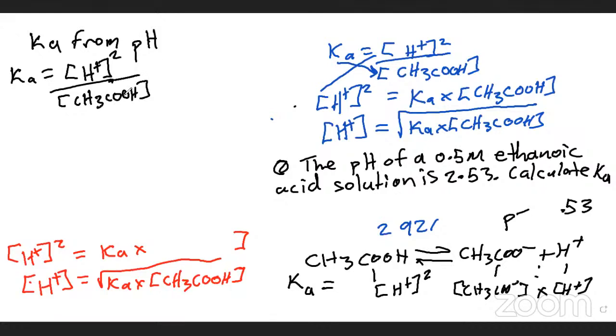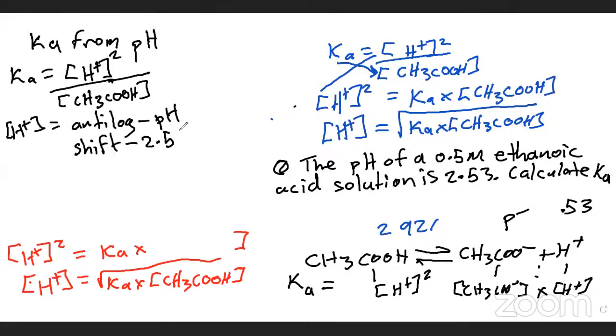So again, in this question, we do not have the hydrogen ion concentration. If you are given pH, you want the H plus concentration. H plus concentration is equal to anti-log. I don't know how your calculator is set up, but for mine, I press shift log. Hold on, it's not negative log. It's anti-log of negative pH. Let me just correct that. Anti-log, negative pH. So I would press shift log, negative 2.53. You can press second function on yours.